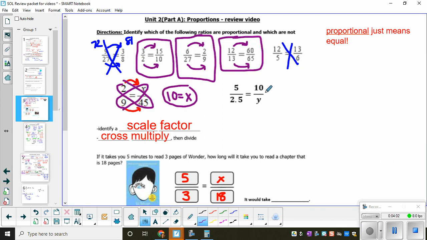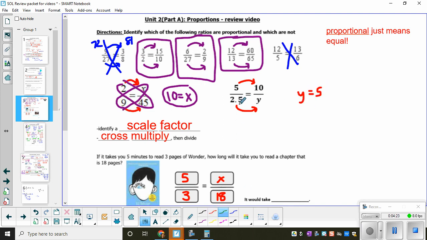All right, now it doesn't matter if the unknown is in the numerator or the denominator. Scale factor method still applies. A couple of you would catch that 5 times 2 is 10. So we're just going to do times 2. So 2.5 times 2 would be a 5.